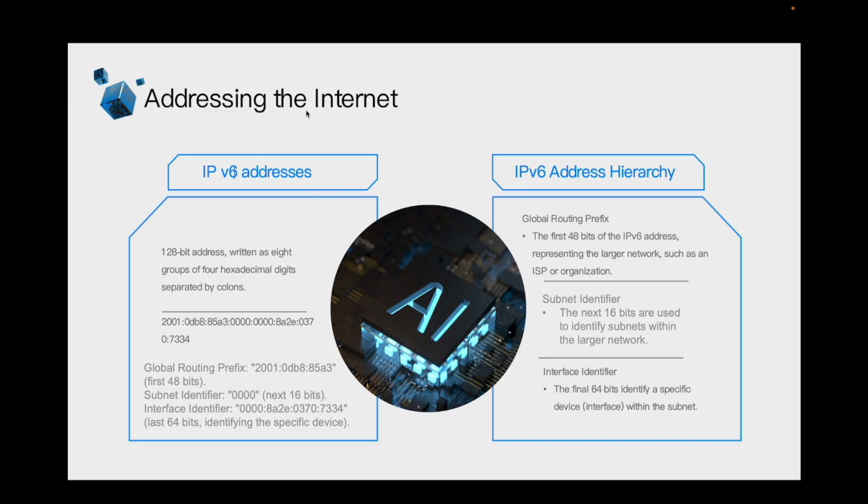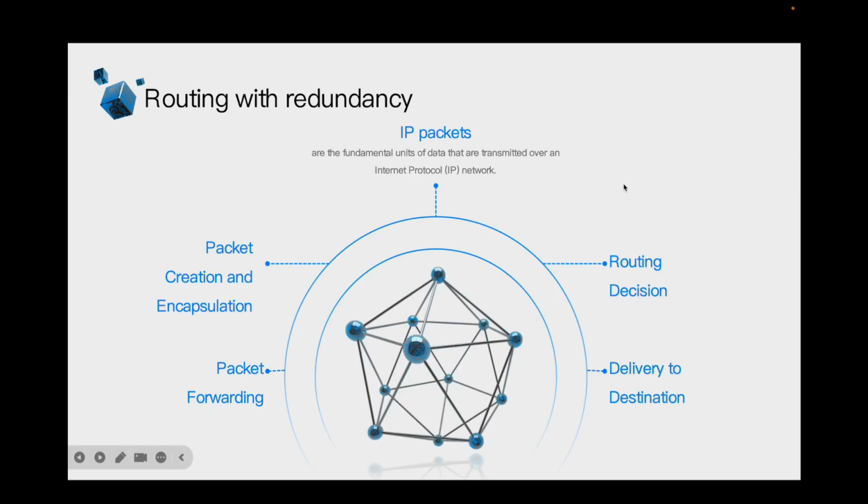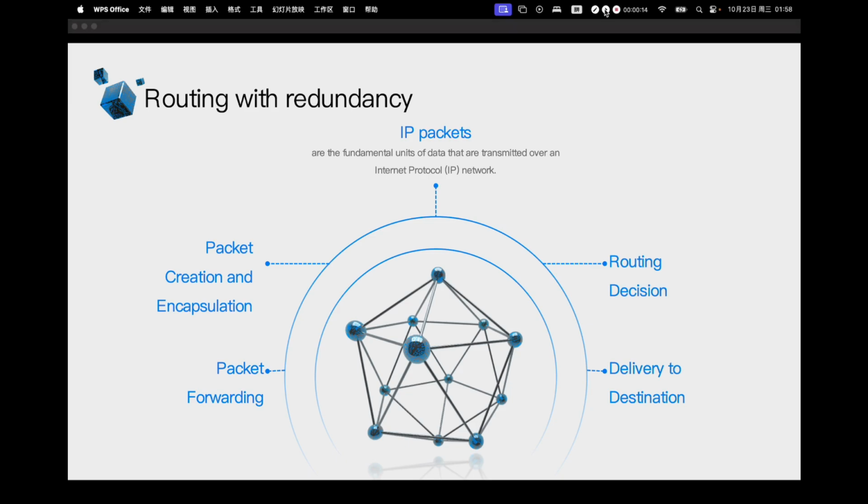So now after explaining the address in the internet, let's go to the next step. Alright, this one is routing with redundancy. So I split this into 5 main parts. First is the IP packet, which is the main definition we've got to get. This one is the fundamental unit of data that is transmitted over an Internet Protocol (IP) network.